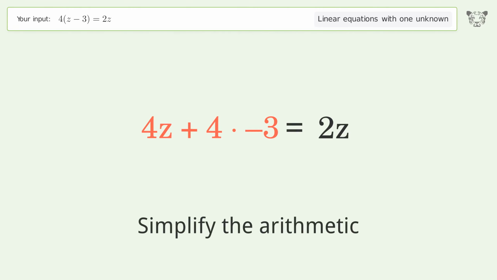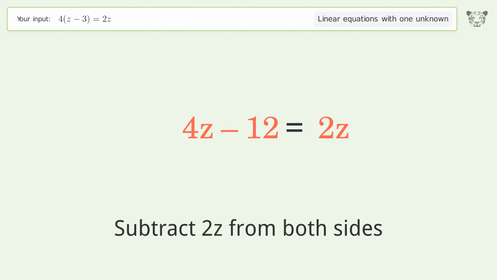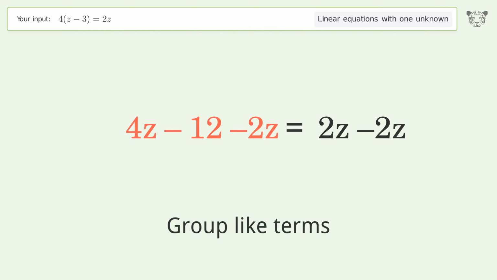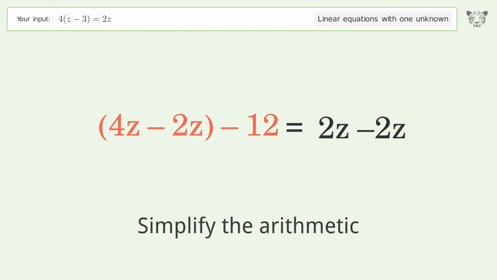Simplify the arithmetic. Group all z terms on the left side of the equation. Subtract 2z from both sides. Group like terms. Simplify the arithmetic.